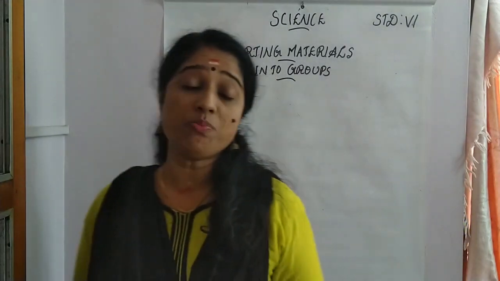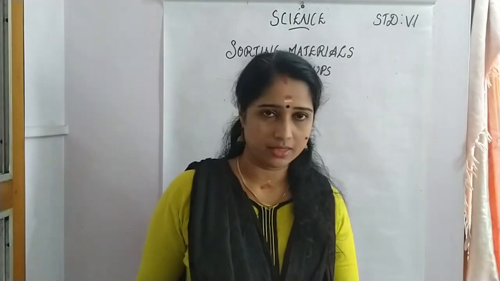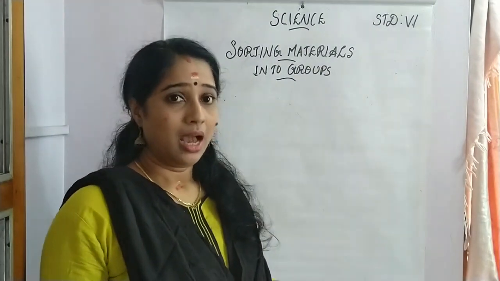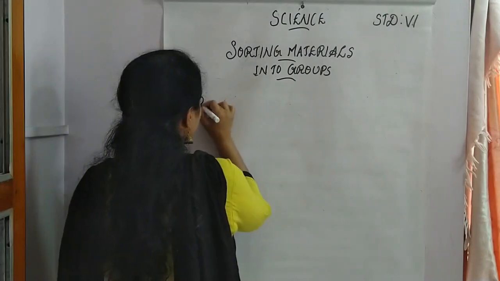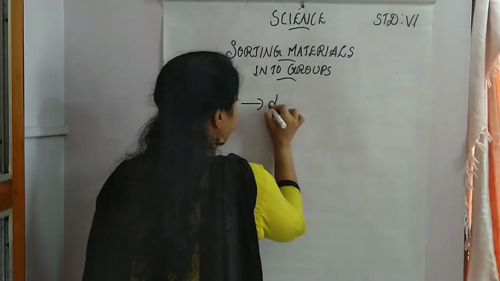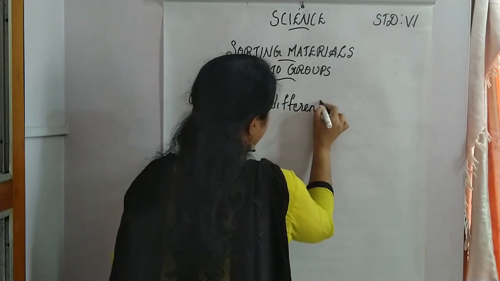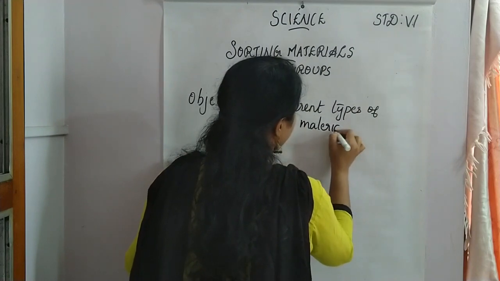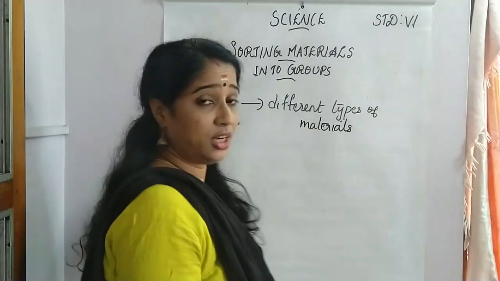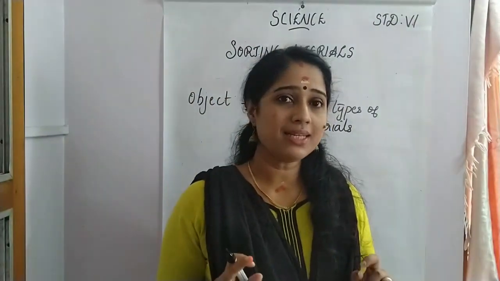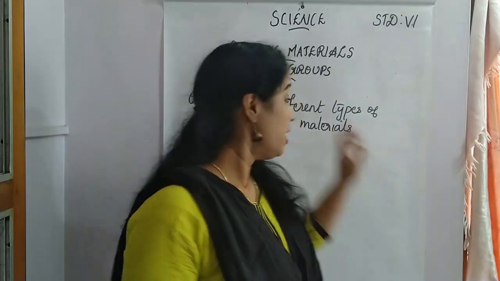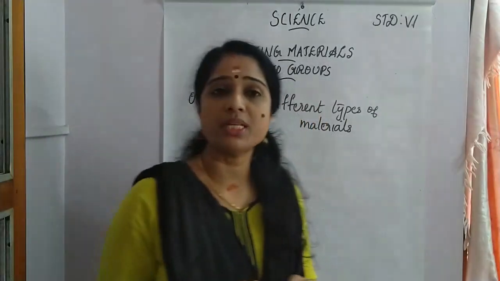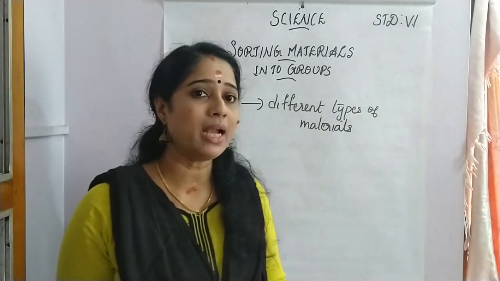And you all know that different objects are made up of different types of materials. You are clear on that. Also, a single object can be made up of different types of materials, and you should know that too. As I told you earlier, different types of objects are made up of different types of materials. Not only that, a single type of object is made up of different types of materials. With an example, you will understand it better.